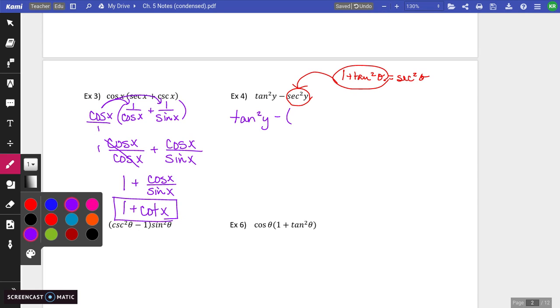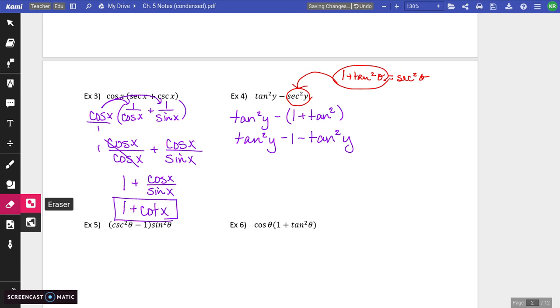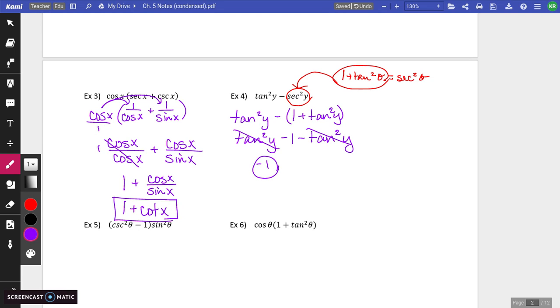Now I'm subtracting all of this, 1 plus tangent squared. So tangent squared y minus 1, but you are also subtracting that tangent squared, and I should have changed that to a y instead of leaving it a theta. Look what happens now. You have tangent squared y minus 1 minus a tangent squared y. Those are going to cancel out, and you get negative 1.